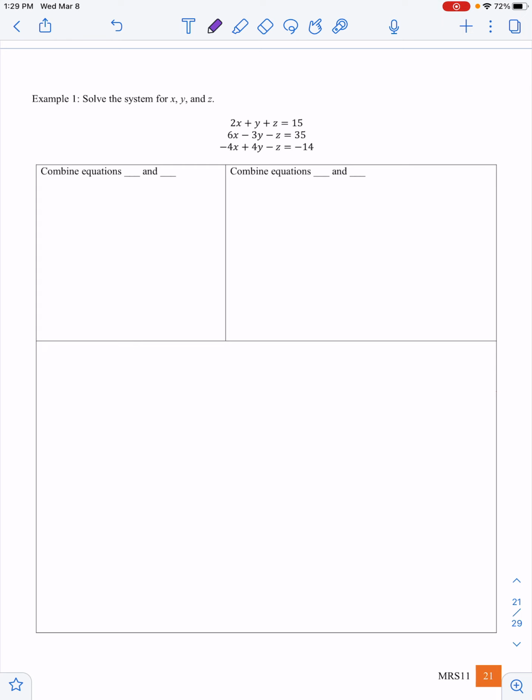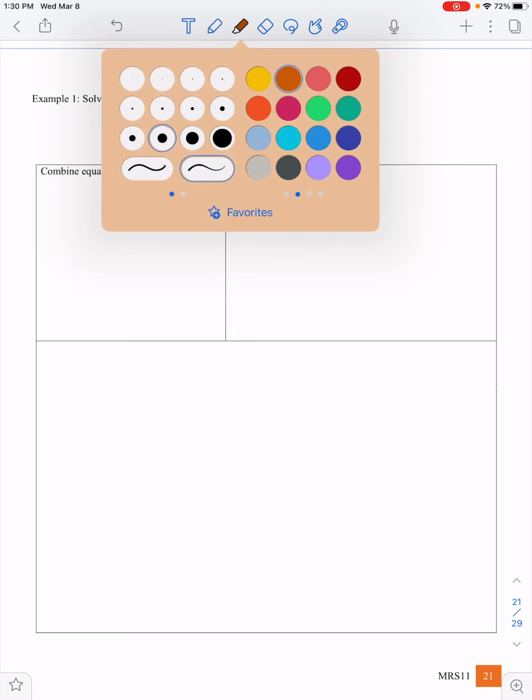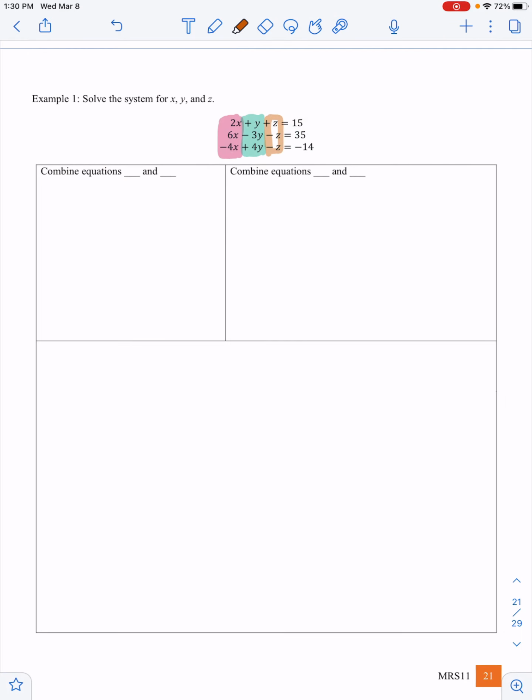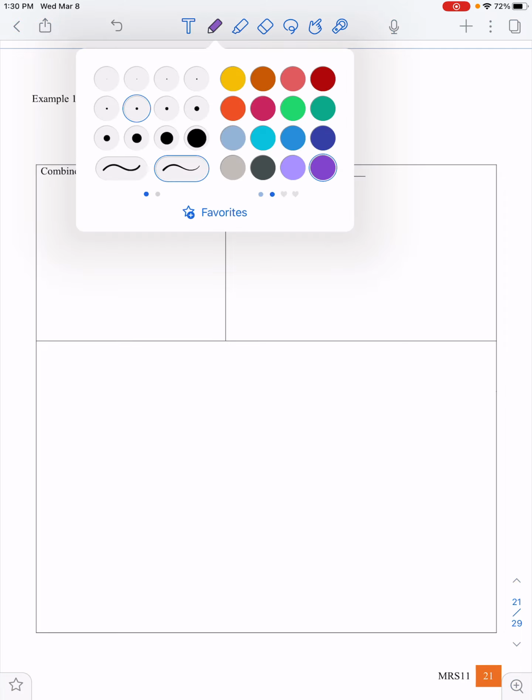If you recall, when we did systems of equations with 2 equations, one of our methods was elimination. And in order to use elimination, we needed opposite coefficients. Let's take a look at our variables. My x variables are 2, 6, and -4. There are no opposite coefficients here. For y, I have 1, -3, and +4. Again, those are not opposites. However, if we take a look at z, I have +1, -1, and -1. Those are opposite coefficients. So now we just need to think about how I can combine those together.